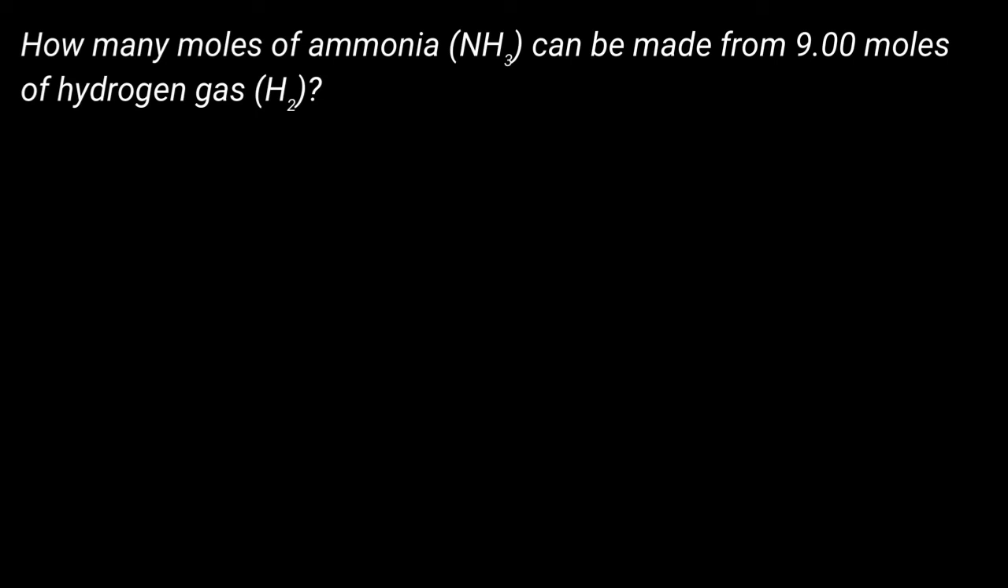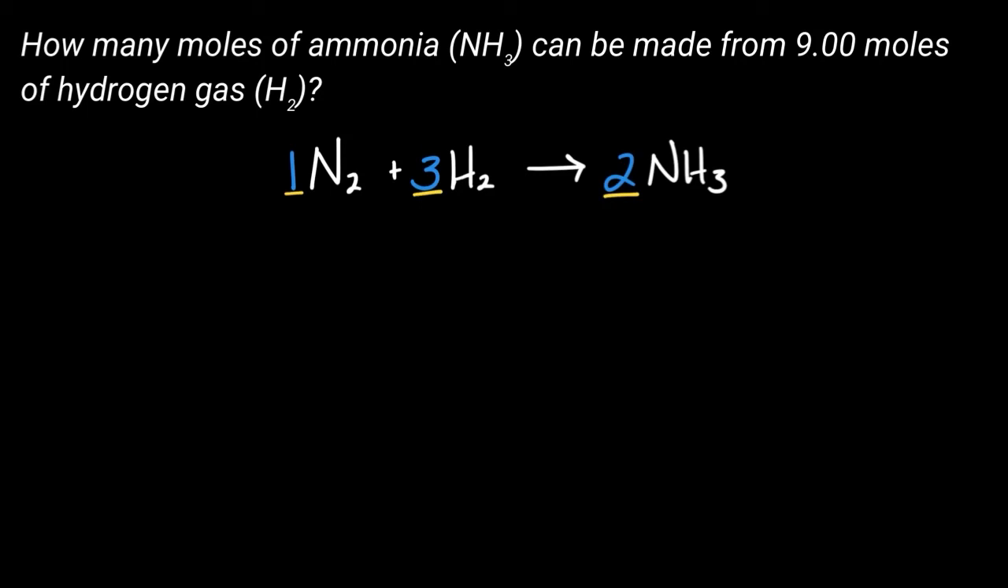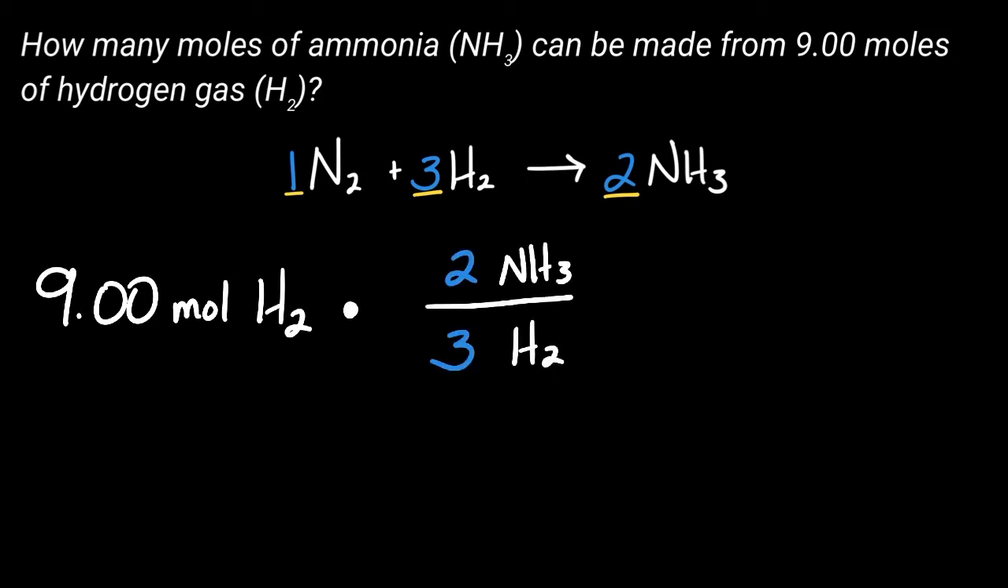So let's look at an example. How many moles of ammonia, or NH3, can be made from 9 moles of hydrogen gas, or H2? So first I'm going to need my balanced chemical equation. So we'll use the same equation we've been using this whole video. And I'm going to set this up just like any dimensional analysis problem. I've got 9 moles of H2. And I'm going to multiply that quantity by my conversion factor, or by the mole ratio. So the mole ratio I'm going to use is 2 NH3 over 3 H2.